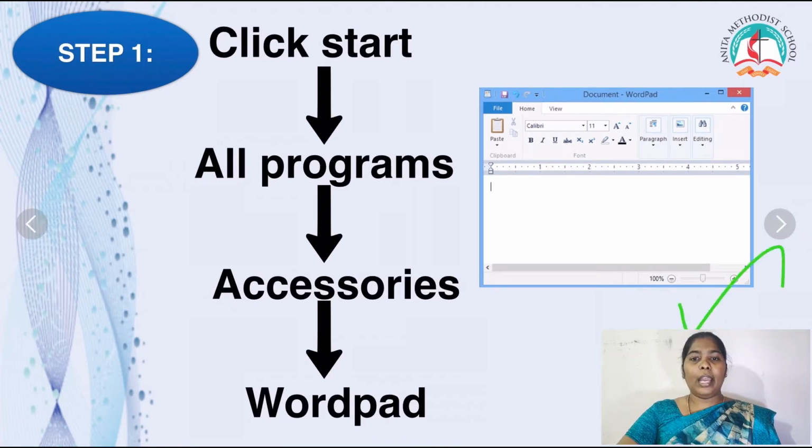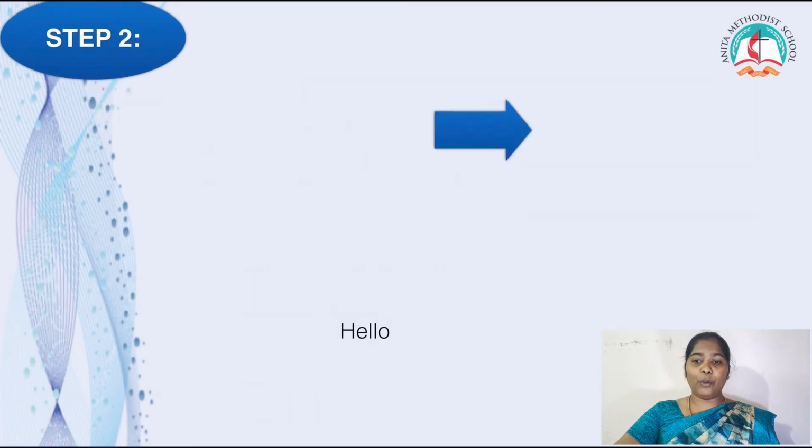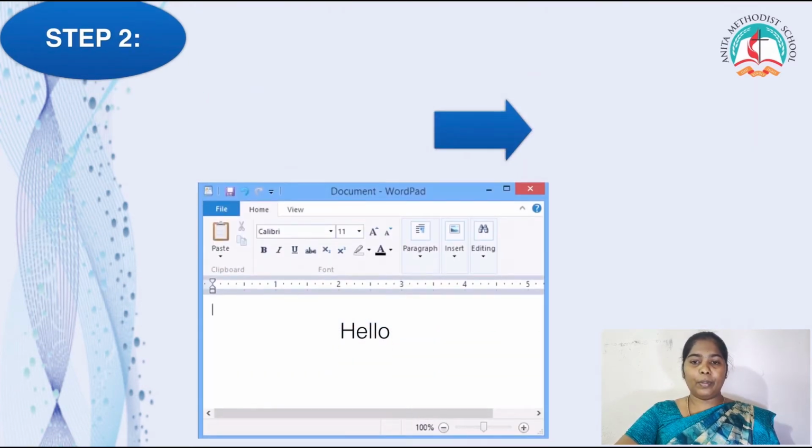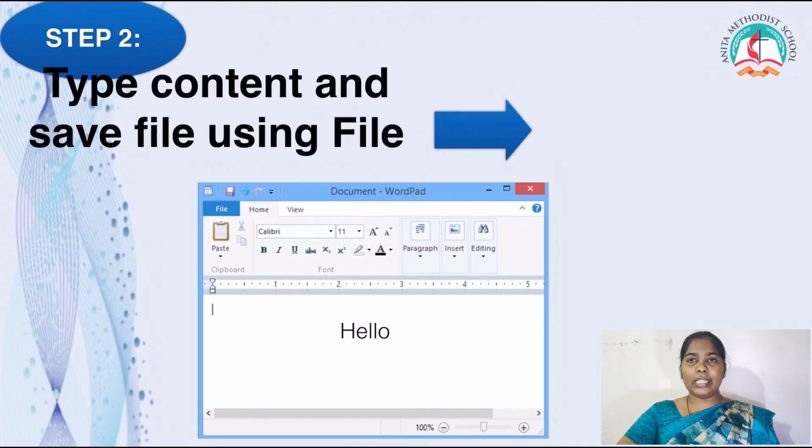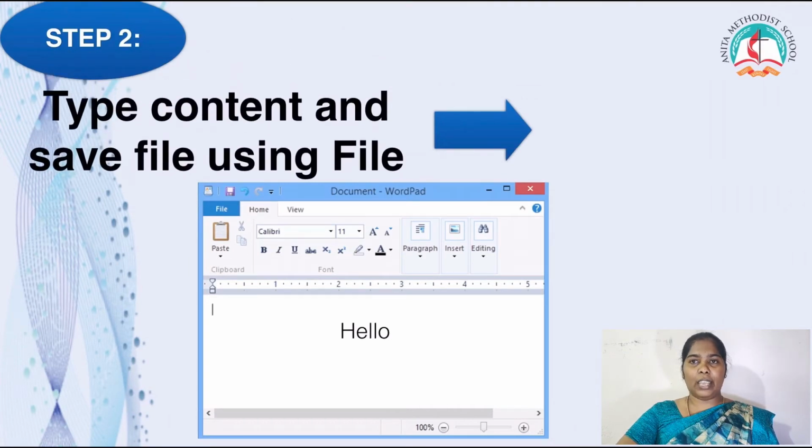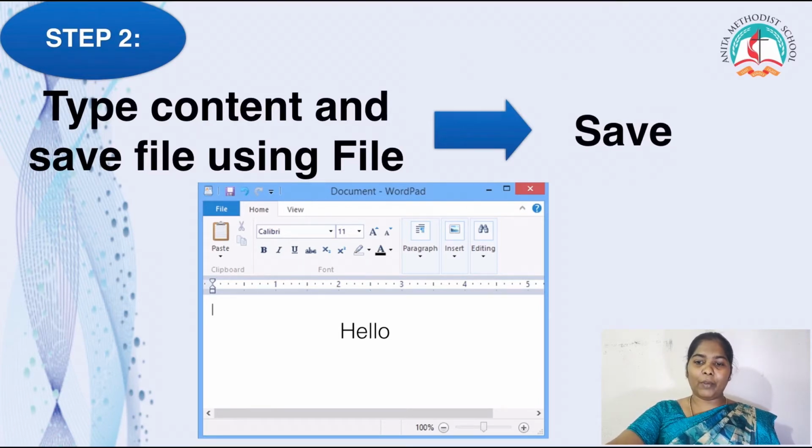And step 2, I have to type content and save the file using File, Save. So now I have created a Word document and then I should type. For example, here I have typed hello.